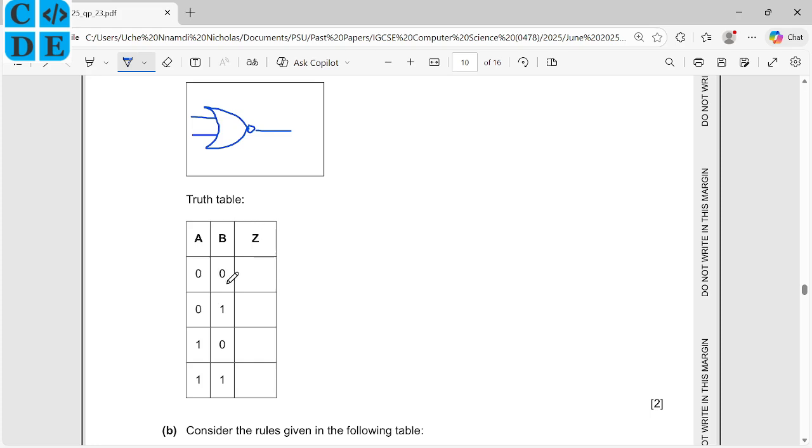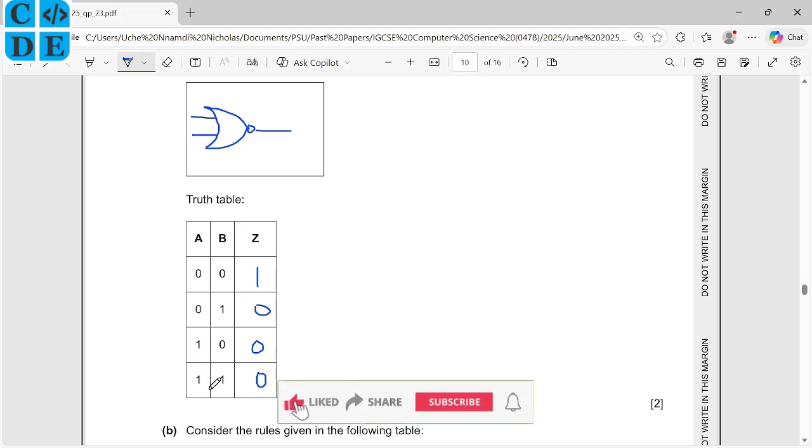Okay, so 0 OR 0 should be 0. When you NOT it, it should give you 1. 0 OR 1 is 1. When you NOT it, you're going to have 0. 1 OR 0 is 1. When you NOT it, you're going to have 0. 1 OR 1 is 1. When you NOT it, you will have 0. So I hope we're right. Yes, we are. So that's the way the NOR gate works.